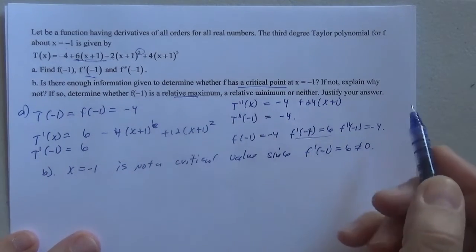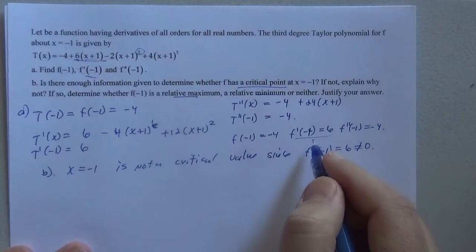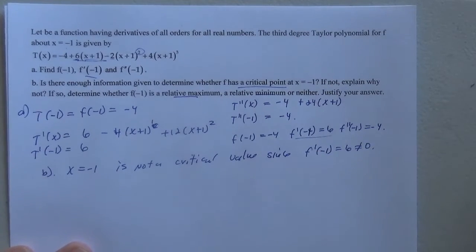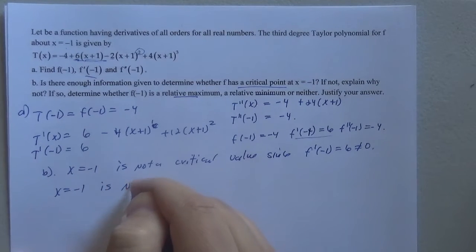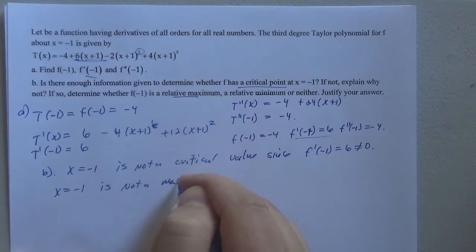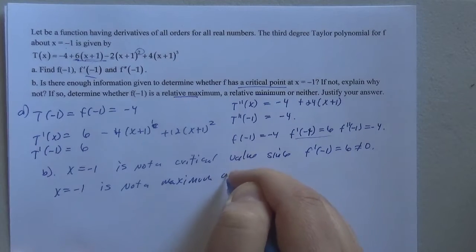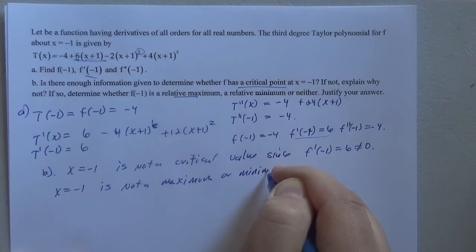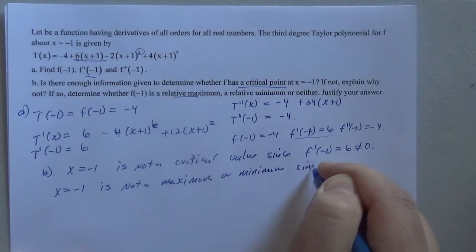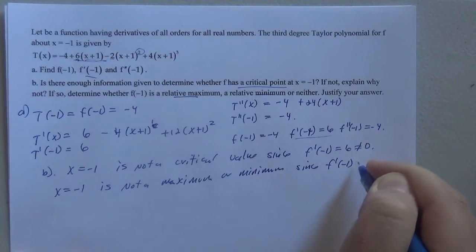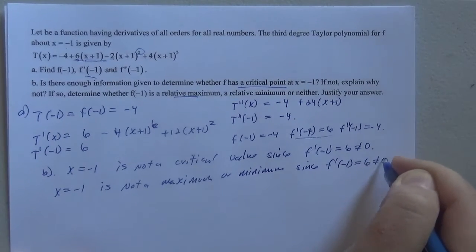Is there a max or min? Neither. Why? Again, because the first derivative is not equal to 0. So x equals negative 1 is not a maximum or minimum since f prime of negative 1 equals 6, which is not equal to 0.